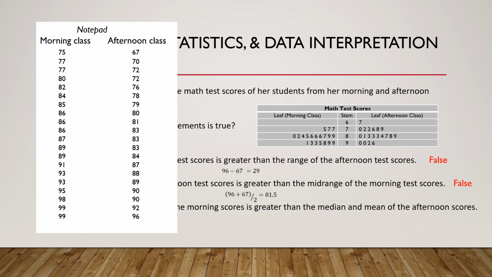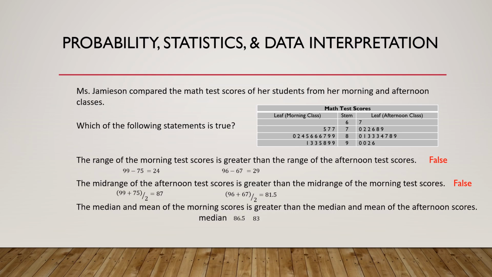Since there are 20 entries, the median will be between the 10th and 11th values. In the morning classes, these are 86 and 87, so the median of the morning class is 86.5. In the afternoon class, the 10th and 11th values are both 83, so the median of the afternoon class is 83.